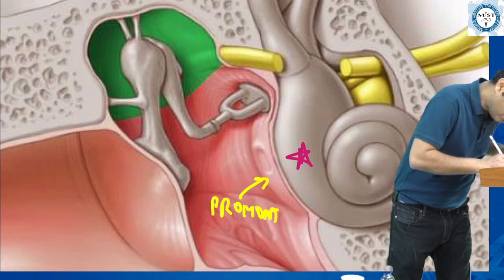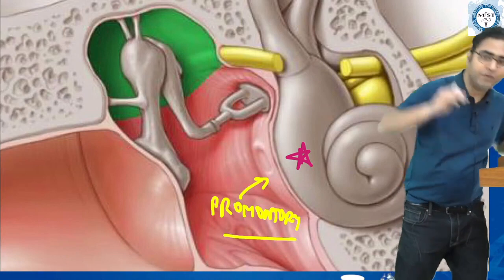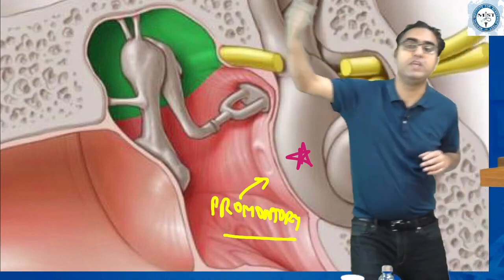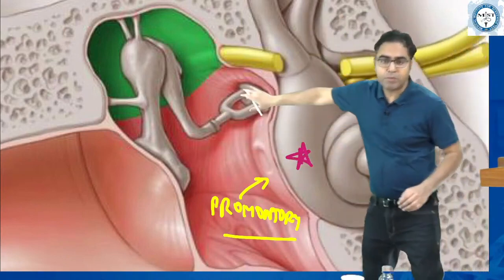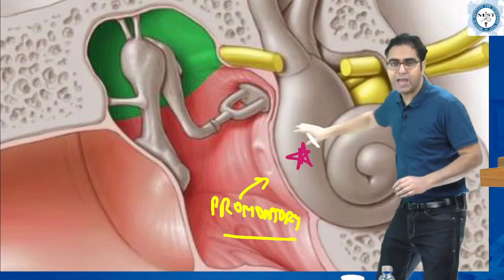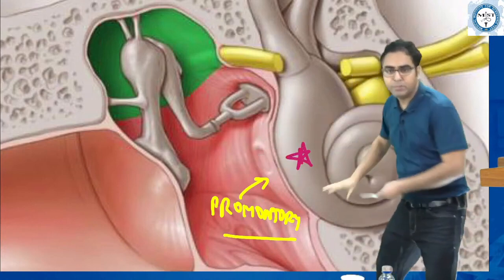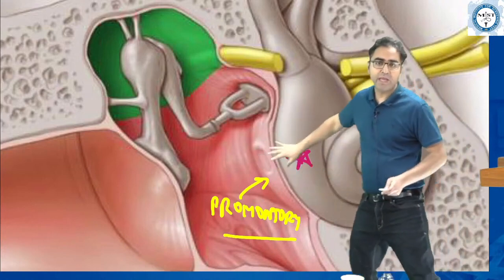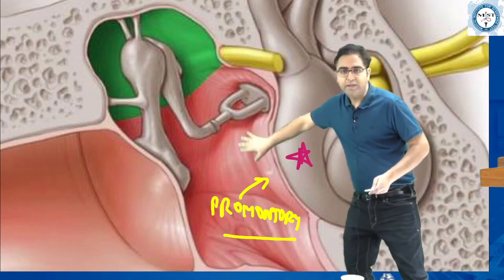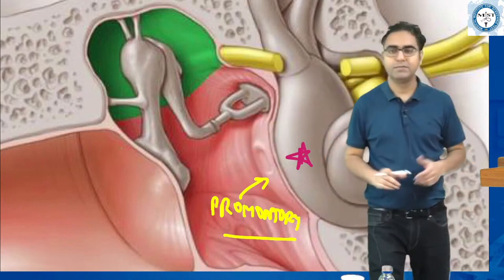Don't confuse promontory with pyramid. Pyramid was on the posterior wall. Promontory is the projection of the basal turn of the cochlea on the medial wall of the middle ear. This basal turn of the cochlea is making a projection on the medial wall, and this projection is called promontory. Am I clear?